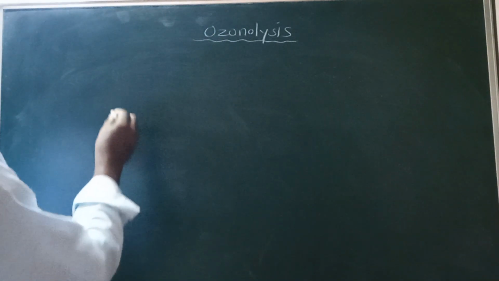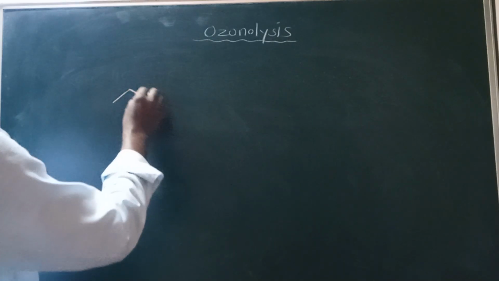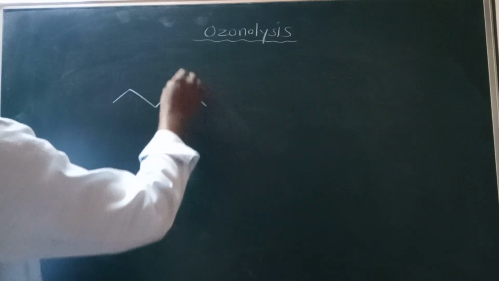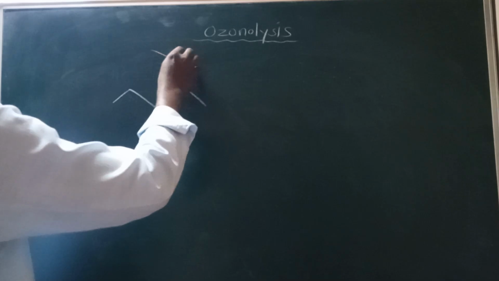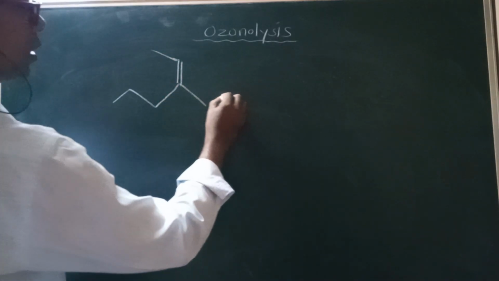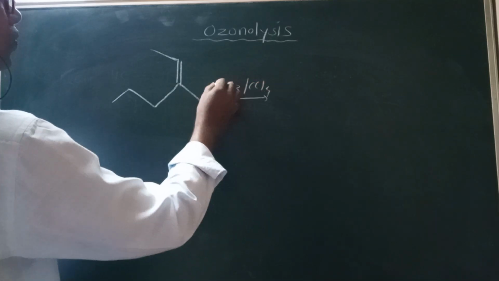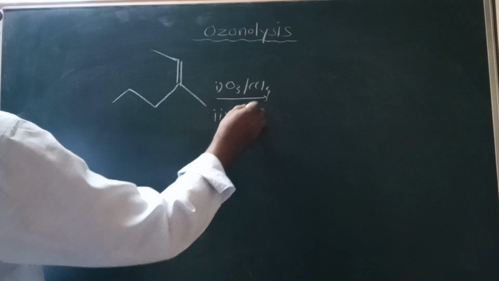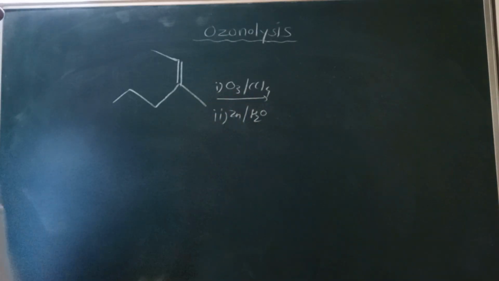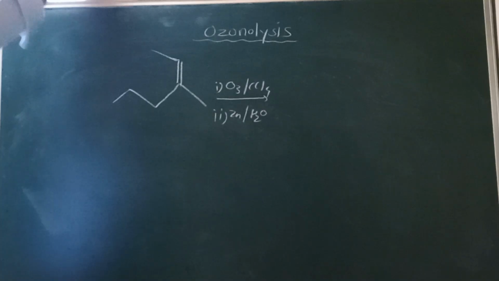Now suppose I have this alkene. Can anybody guess the product of this reaction? O3 in CCl4 is the first condition, and the second condition is given as Zn and H2O, meaning yes, that ozonide is going to undergo reductive cleavage. So how to identify the product directly? What do we have to do?